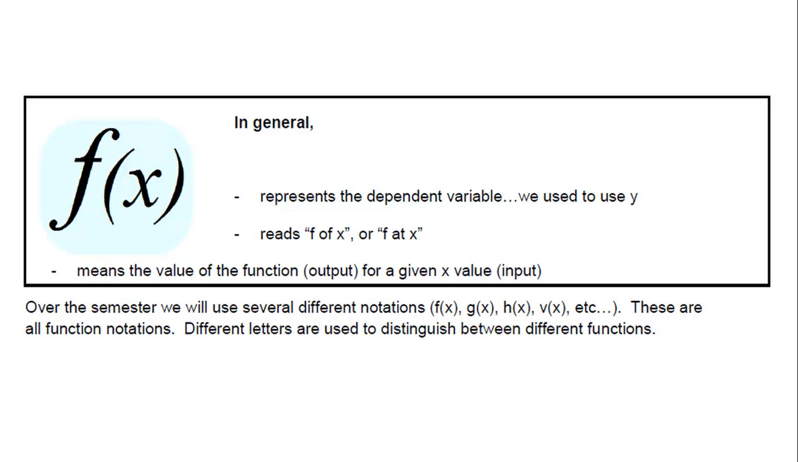Over the semester, we'll use different notations. It doesn't have to be f. It could be g, h, v. And they all help you because they represent different types of functions. So if we had a whole bunch graphed on the same grid, we could call one f of x, then g of x, then h of x, and we're going to see that in a second. Versus what we had, which is just y, and then we called all of them y, it doesn't really make sense.